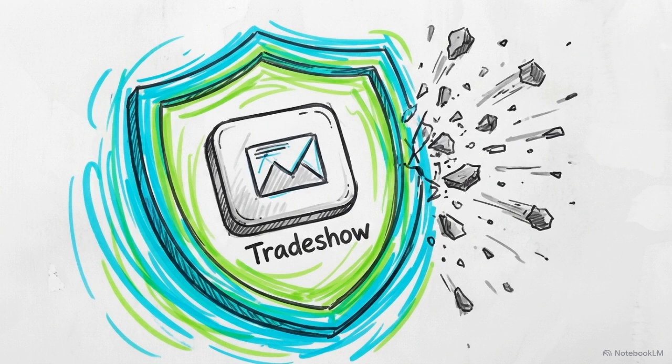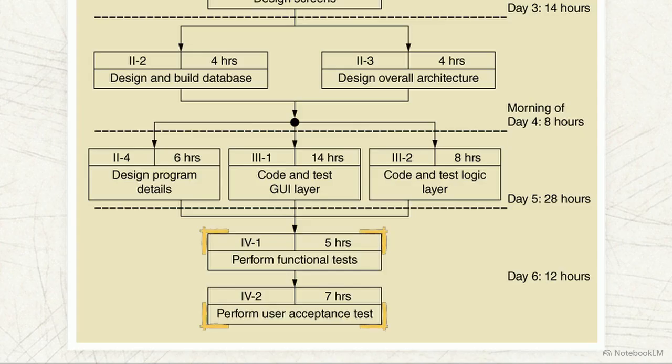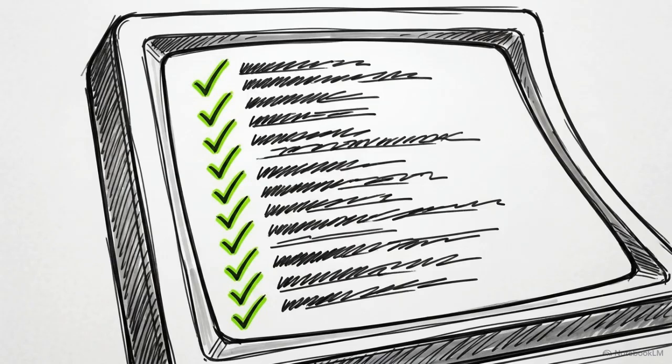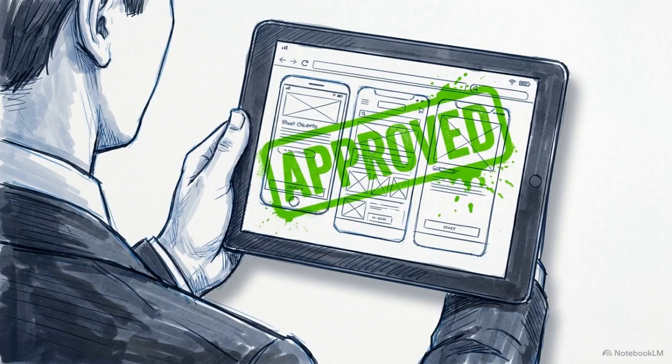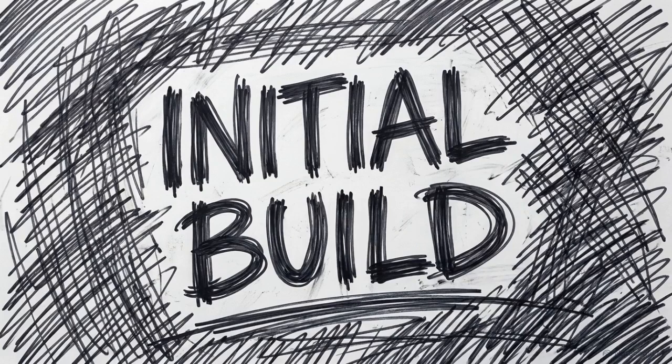On day 6, the code is written, but it must be rigorously verified before deployment. The developers first run system testing to prove the code technically works end-to-end. This is followed by user acceptance testing, where the client verifies that the working code solves their original business problem. The final output of this 6-day sprint is known as a walking skeleton.